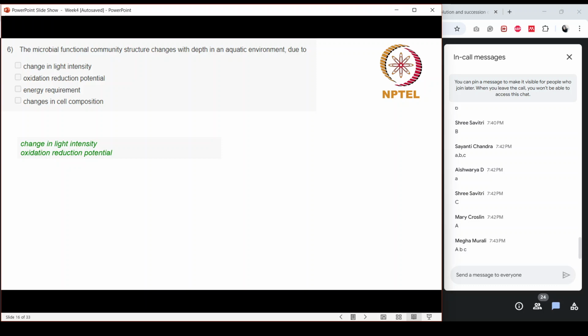So oxygen is there at the top surface, but at the bottom layer there can be anaerobic pockets. There is a change in oxidation reduction potential. Mostly facultative or anaerobic bacteria will be there at the bottom, and aerobic bacteria will be there at the top. So the change from aerobic to facultative to anaerobic bacteria happens because of the change in oxidation reduction potential. These are the two reasons for the change in microbial functional community: light and ORP. Energy requirement is not the reason. And cell composition changes because the bacteria are different, not the other way around.